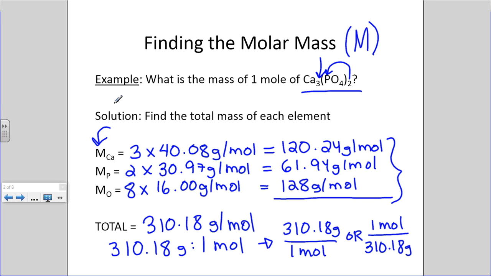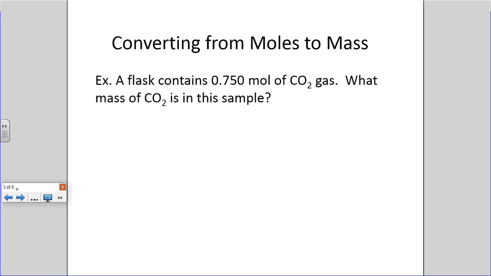So now that we know how to calculate molar mass, what we're going to try and do is actually a calculation. So we want to convert from a measurement of moles to a measurement of mass. So this question says a flask contains 0.75 moles of carbon dioxide gas. What mass of carbon dioxide is in this sample? So if we see a measurement in moles, what does that actually mean for mass? Maybe we can relate to that a little bit better.